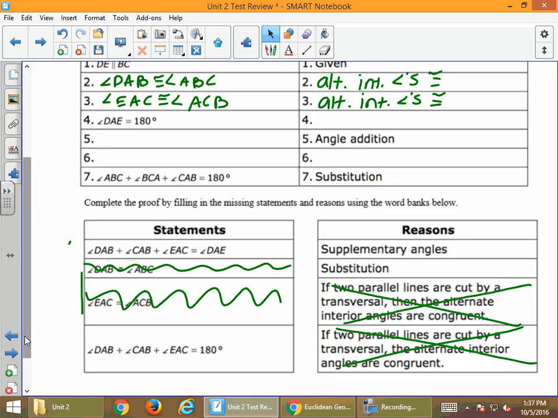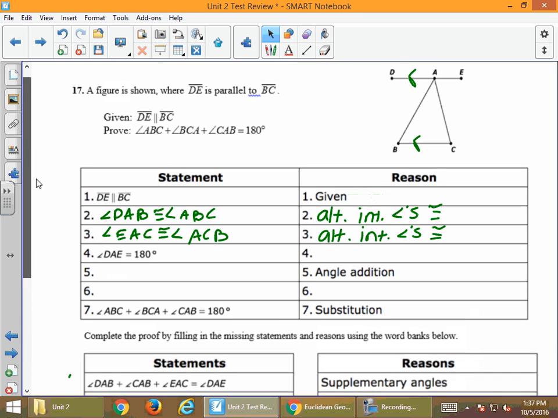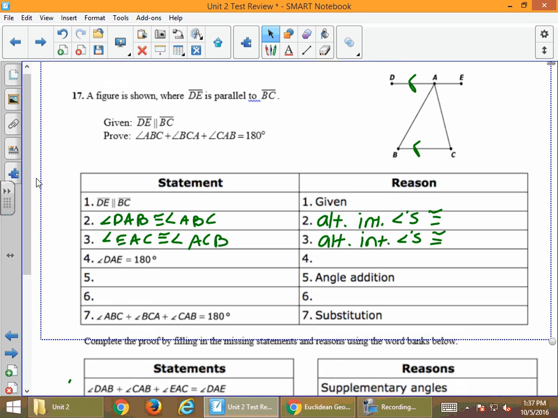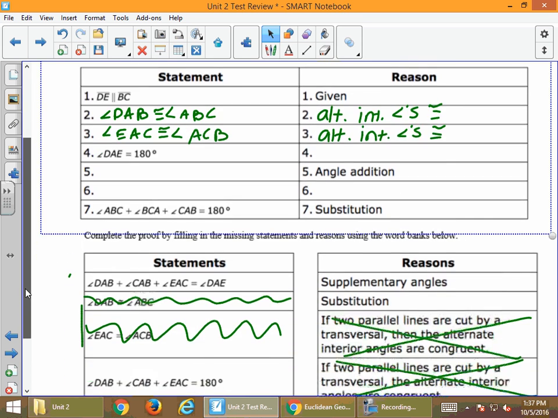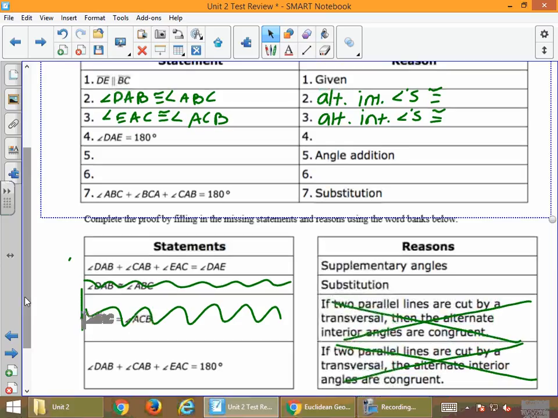They gave us our statement for 4. It said that that angle, that straight angle at the top of our diagram, DAE, the straight line, equals 180. Well, I don't really know what reason to put, but I'm going to look in my word bank. Which one of those makes the most sense to pair with that statement? The supplementary angles or substitution? Which one would make the most sense?